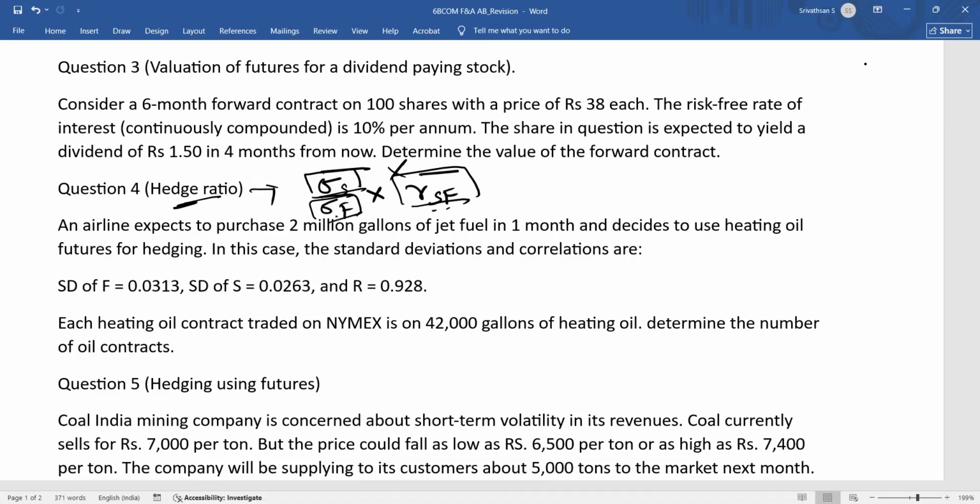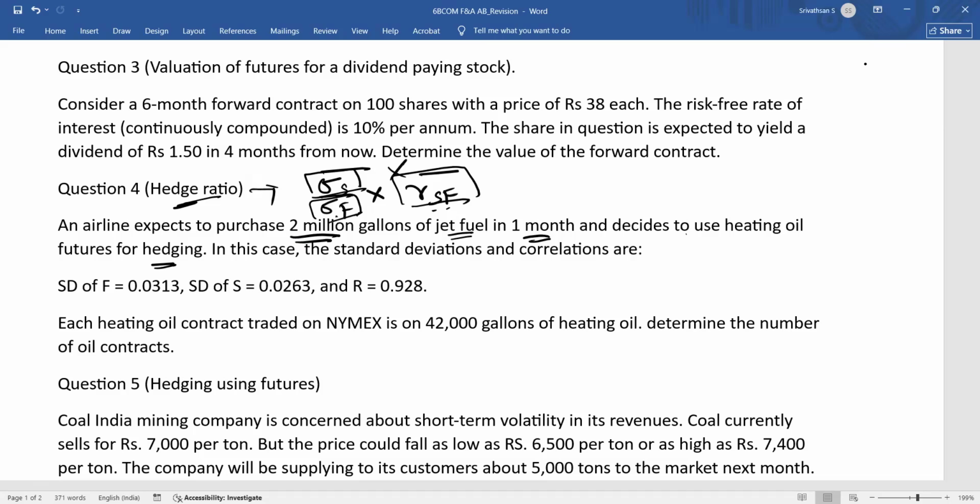So look at the fourth question. An airline expects to purchase 2 million gallons of jet fuel in 1 month and decides to use heating oil futures for hedging. Now, what is the position of the airline in the spot market? Long position or short position? How do we say it is long? Because they have to purchase, right?